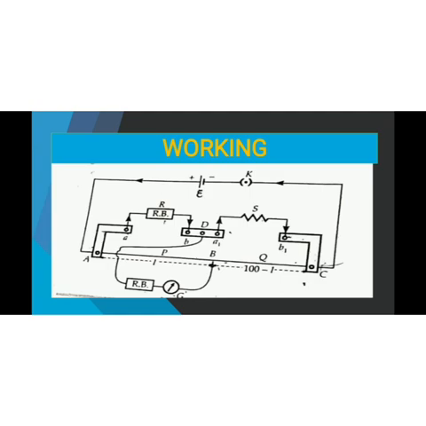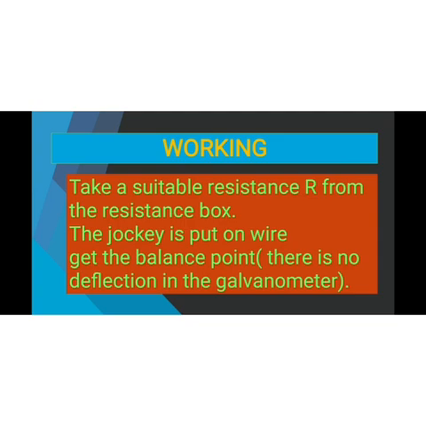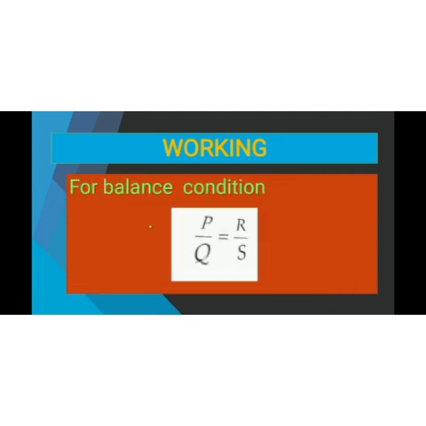Then we'll apply the balance condition of Wheatstone bridge. What are we to do? We are to take a suitable resistance R from the resistance box. Then the jockey is put on the wire to get the balance point. What is balance point? When there is no deflection in the galvanometer. Then we'll apply the balance condition of Wheatstone bridge.